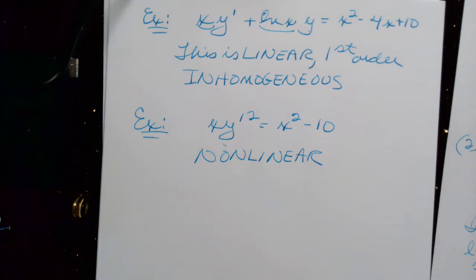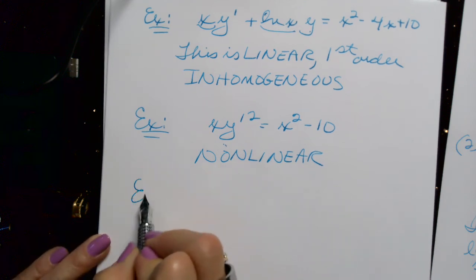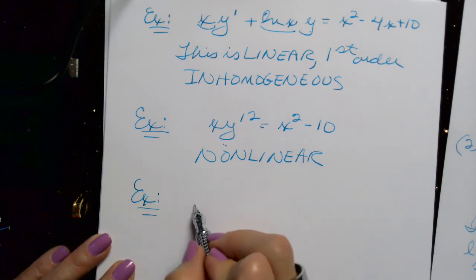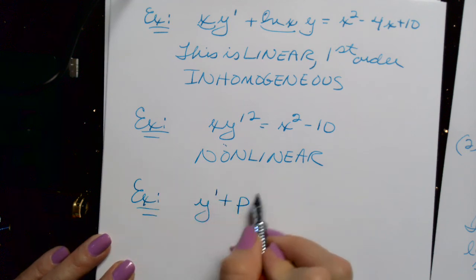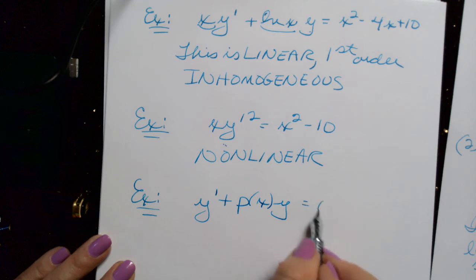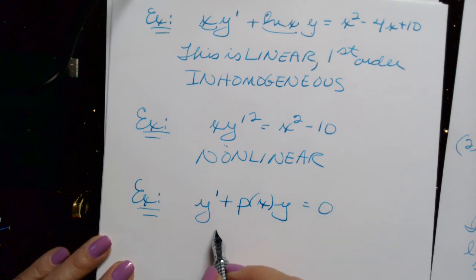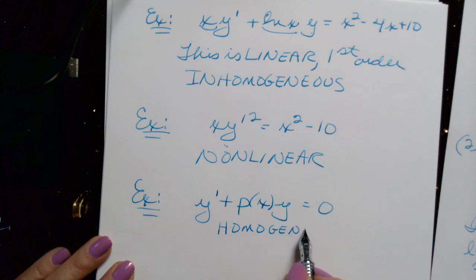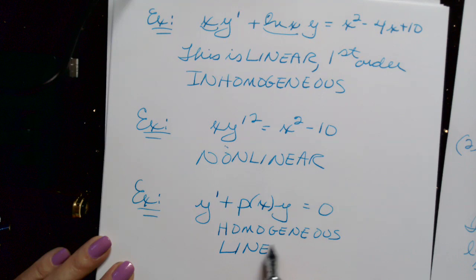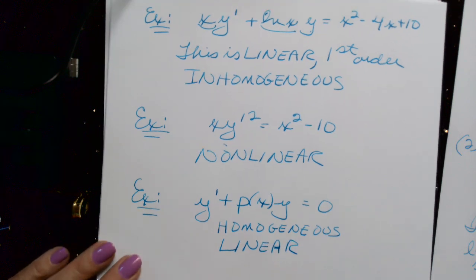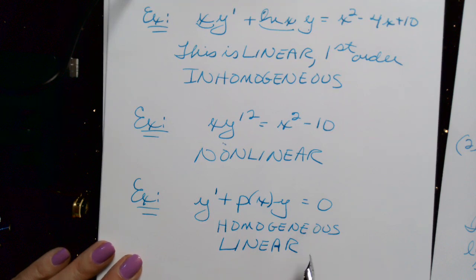And finally, let's write down one more example. Suppose we look at the equation y prime plus p of x times y equals 0. So that's homogeneous, and it's linear because it's exactly the form we mentioned before, the equation we called 2, and that right-hand side is 0.